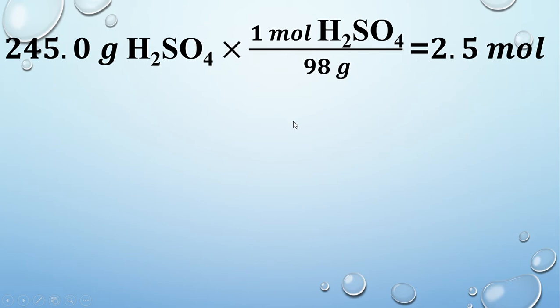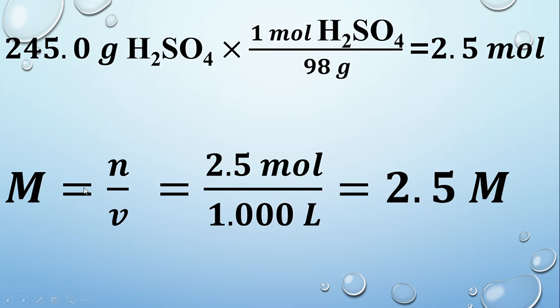And after that, proceed na tayo sa formula, which is M is equal to n over V. Si n, ito yung nakuha natin na mole, kasi si n natin is in moles of solute, which is 2.5 mole per, ano yung given ng volume? 1.000 liter. So i-divide mo lang si 2.5 by 1. Answer is 2.5 mole per liter, or simply big letter M, kasi molarity ang hinahanap natin.